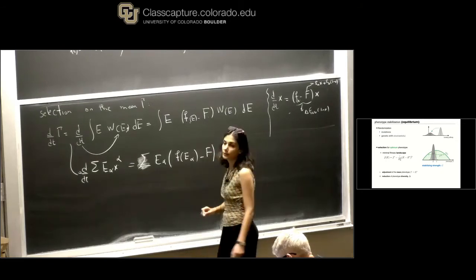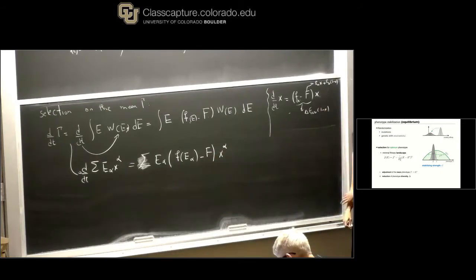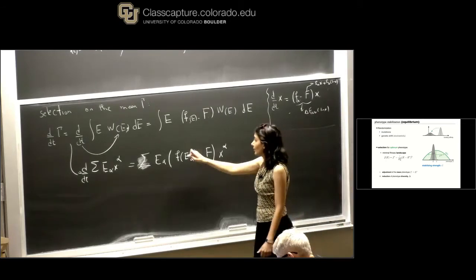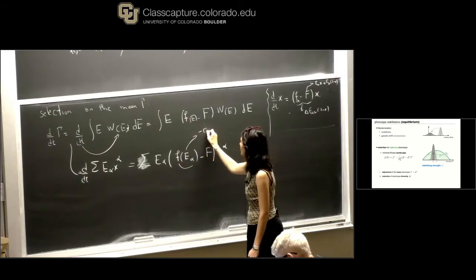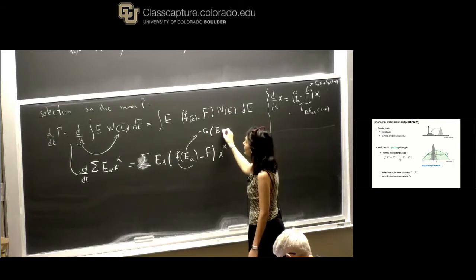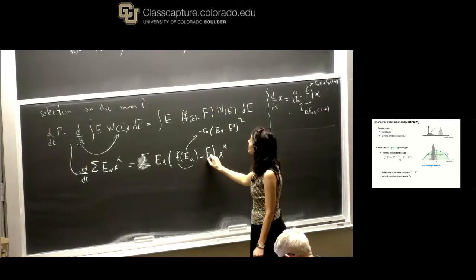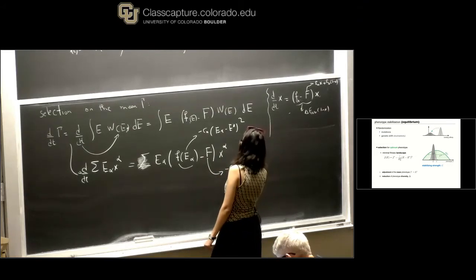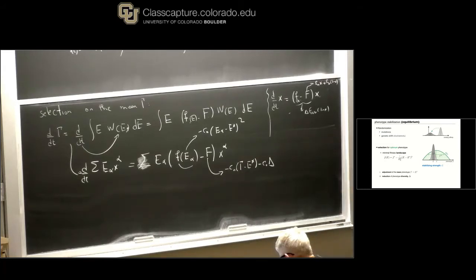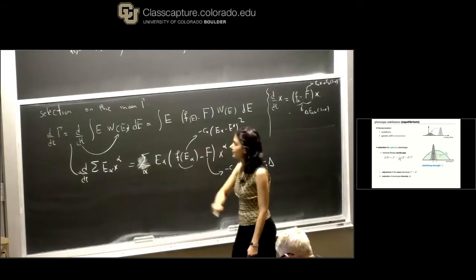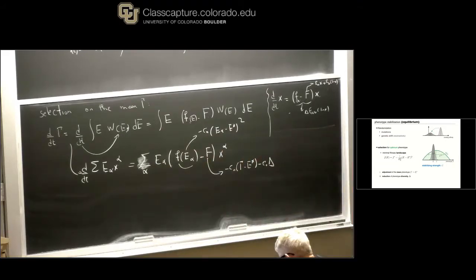Times x alpha, right? That's what we have here. And you can go even one step further, right? So you can basically write this down. This is minus C0 E alpha minus E star square. What is this? This is minus C0 gamma minus E star square minus C0 delta, right? There's a x alpha, so you need to sum over all alphas, and there's a E alpha here. So this is a sum in principle, right?